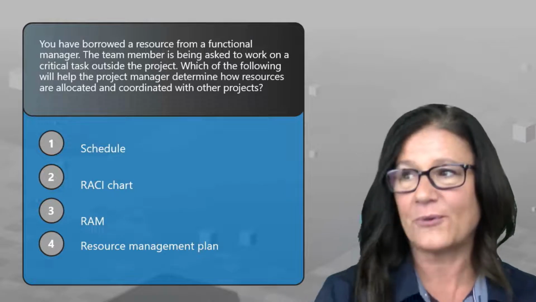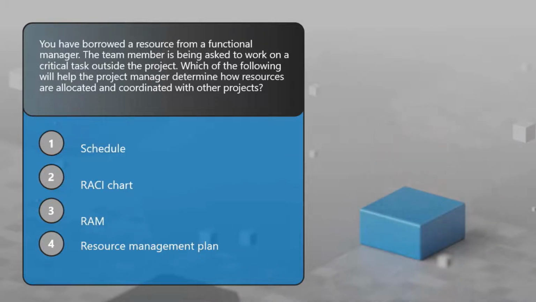All right. So remember, RACI and RAM, you borrowed a resource from a functional manager, the team member is being asked to work on a critical task outside the project. Which of the following will help the project manager determine how resources are allocated and coordinated with other projects? Which one do you think? Now remember, RACI is responsible, accountable, consulted, informed. RAM is responsibility assignment matrix. And then you have the resource management plan. We know it's not the schedule because we haven't really talked about that yet. You borrowed somebody from a functional manager. Which one's going to say how to?